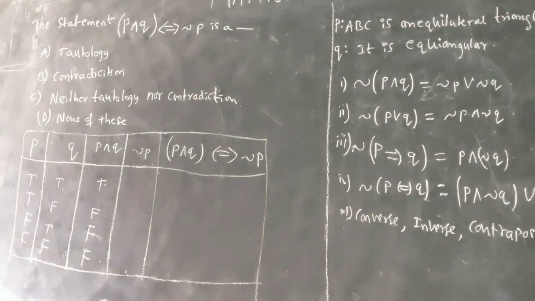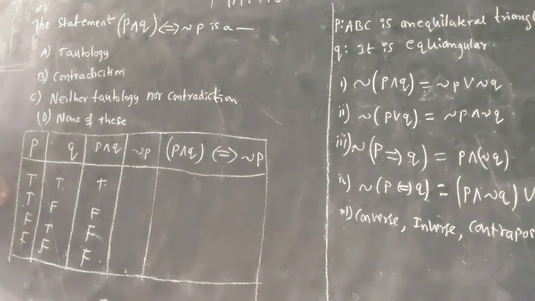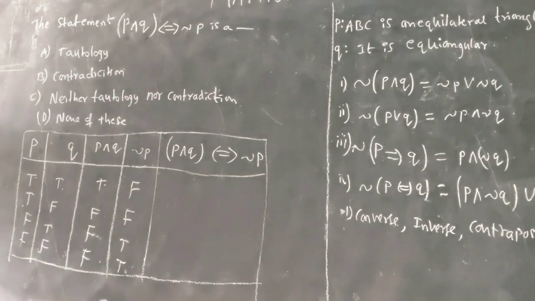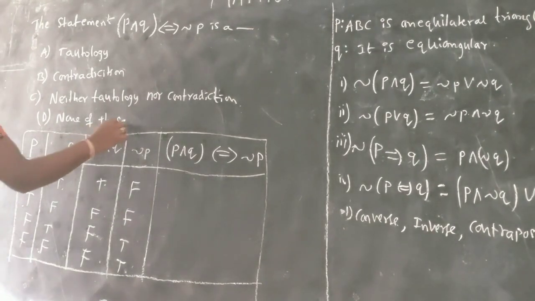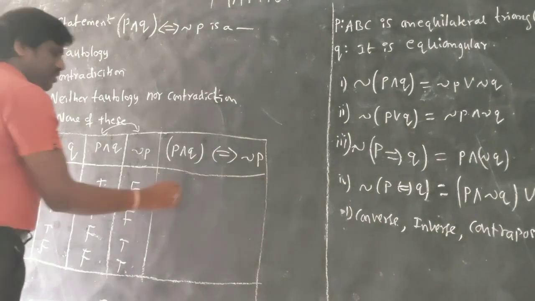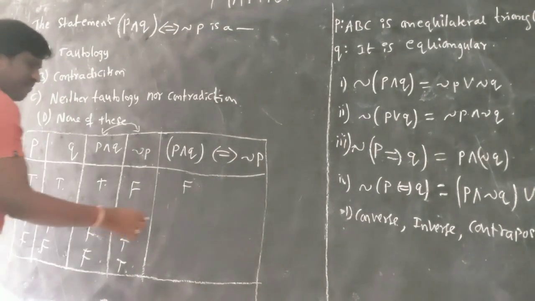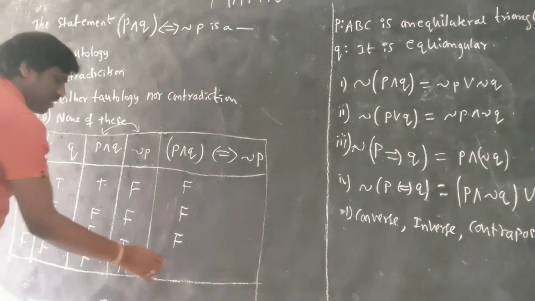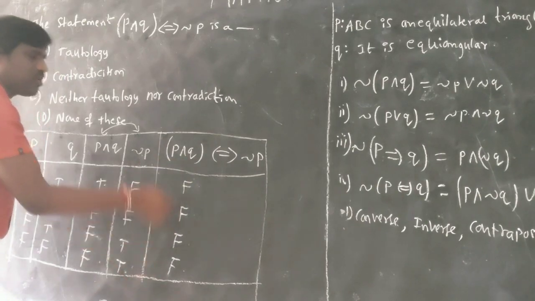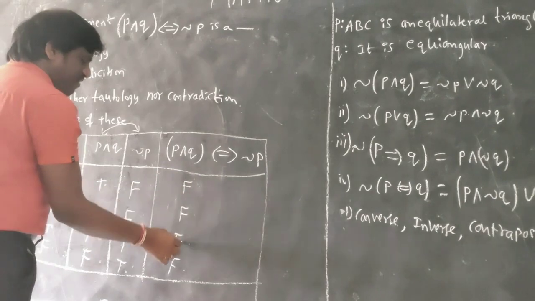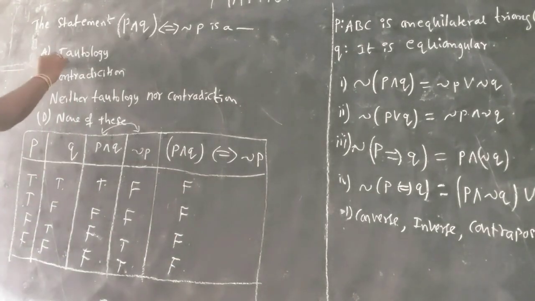Now negation P: F, F, T, T. Now we have to apply implies on these two. What is implies? Plus into plus is plus, minus into minus is plus. So T to F is F, F to F is F, F to T is F, F to T is F. So again you got a contradiction, a fallacy. F you got, so option B is the right answer.